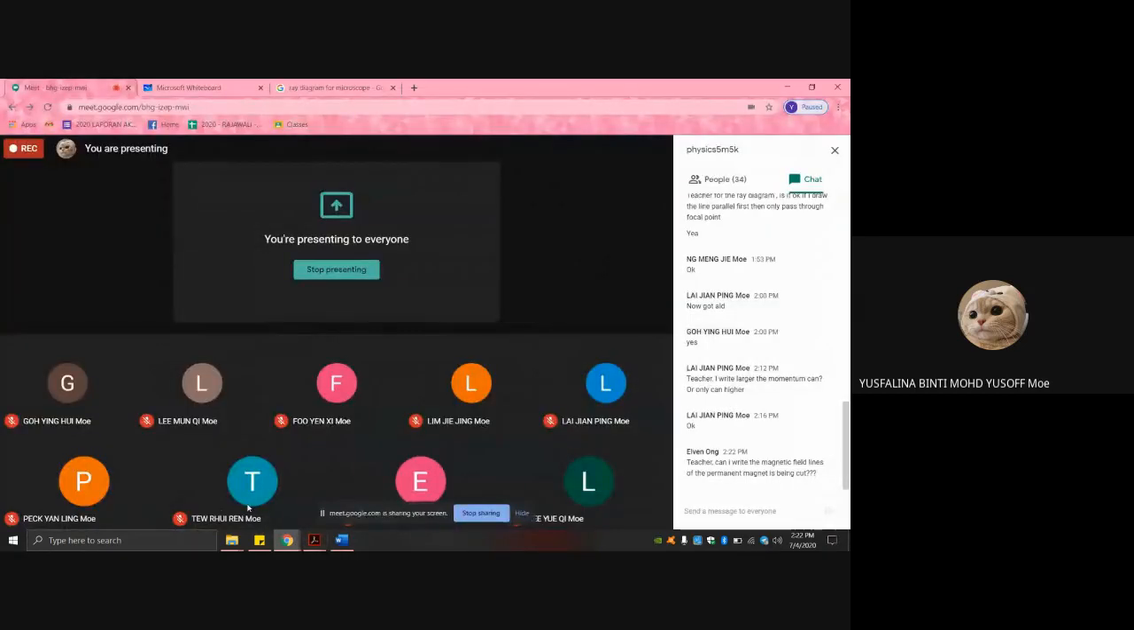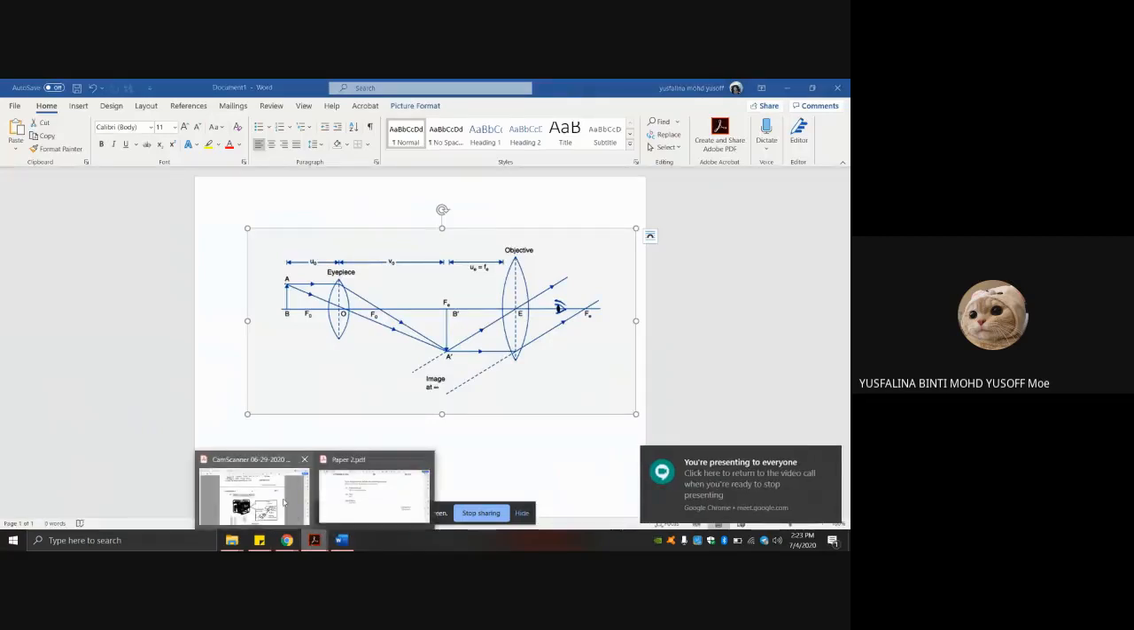Sure. Can I write magnetic? Yeah, sure. Magnetic field line is actually the same as the magnetic flux. Okay, sure, Elvin.